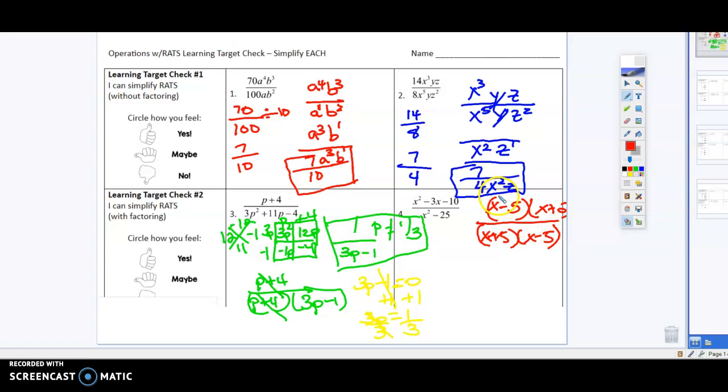So now I'm going to cancel out what I have in common in the top and the bottom, these two. And whatever I'm left with, I'm going to rewrite. And remember, I'm going to state my domain restriction. So I'm going to take this bottom, set it equal to 0, and solve. When I do that, I'm going to get x cannot equal negative 5.